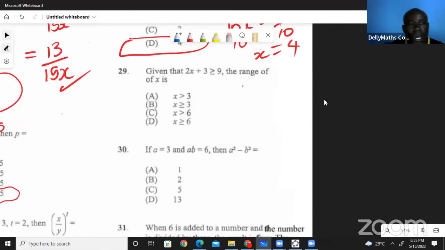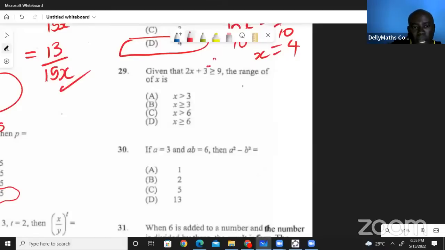All right, so let's go again. Number 29, though. 29 says, given that 2x plus 3 is greater than or equal to 9, the range of x is what? All right, no problem. I would suggest that you work this out ordinarily. So don't feel like it's anything special. There is only one special case: when you multiply or divide your inequalities by a negative number, turn around the sign, flip it. But we don't have any negatives here to flip.